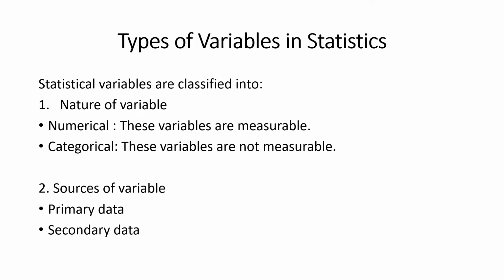And the second one is sources of variable. Sources of variable is further classified into primary data and secondary data. In some cases, it is published data or unpublished data. When it comes to the data, data are classified as micro and macro.